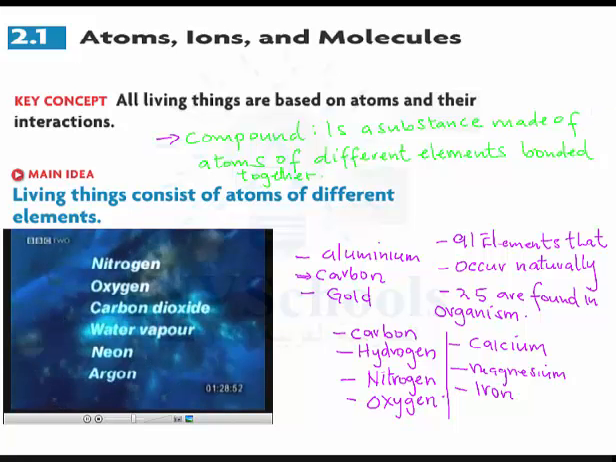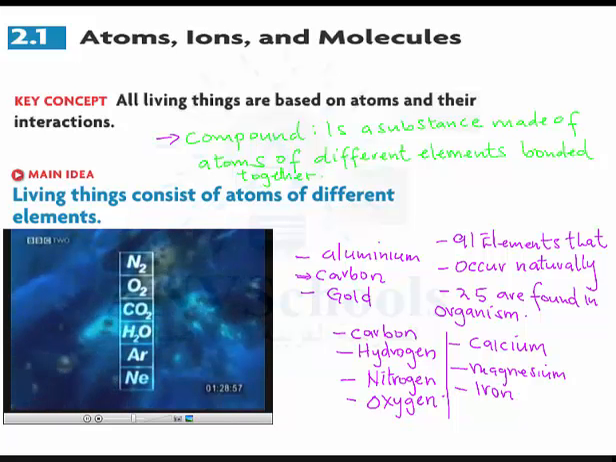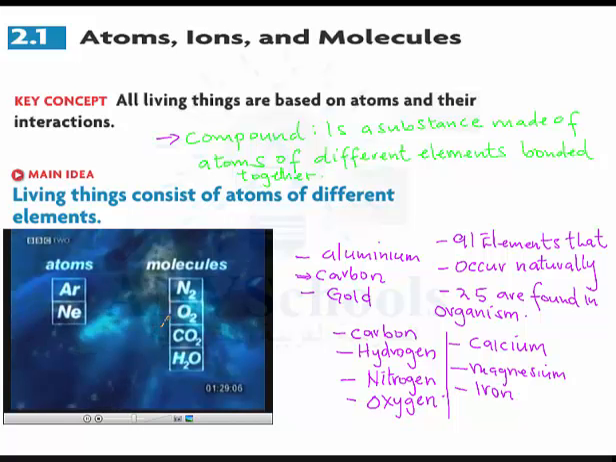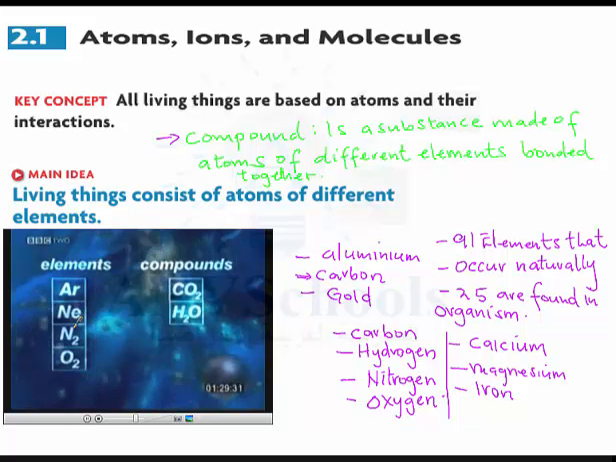It exists in 2. We might have nitrogen, oxygen. These are diatomic molecules. We have others which are varied. These are atoms. These are molecules. As you see here, molecules are made of 2 or more elements, while atoms are just made of a single element, argon, neon, and so forth.